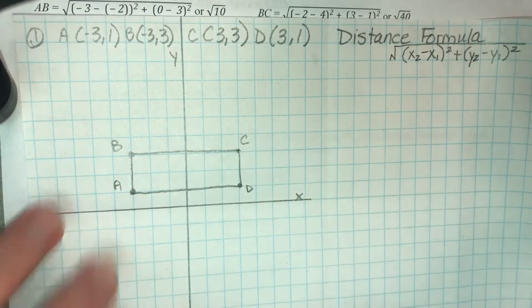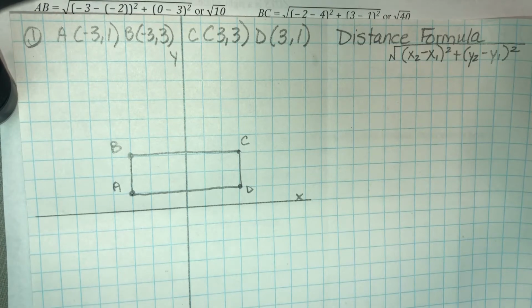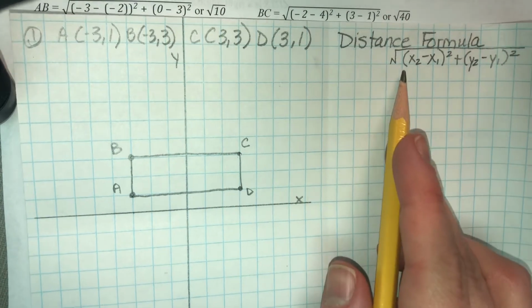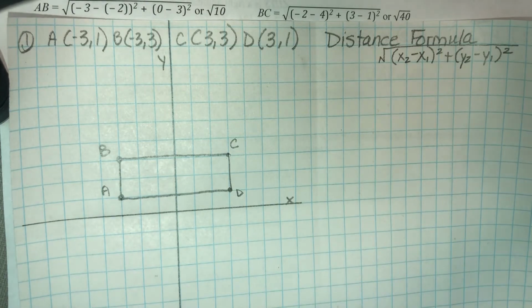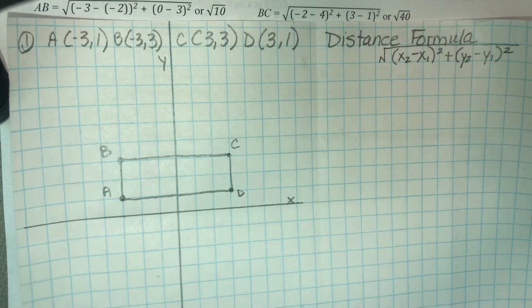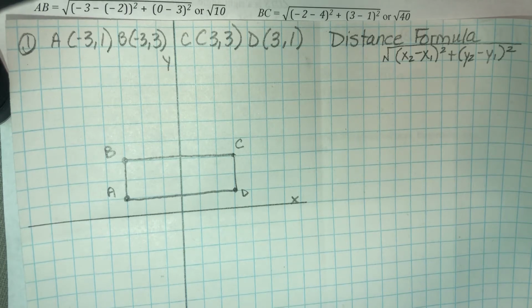I think it looks like it could be. How do we know for sure? Using the distance formula. That's the formula they want us to use. Well, remember that on a rectangle, the diagonals are congruent. So if we find the lengths of the diagonals, we can compare those, and if they are the same, then we will know we are looking at a rectangle.